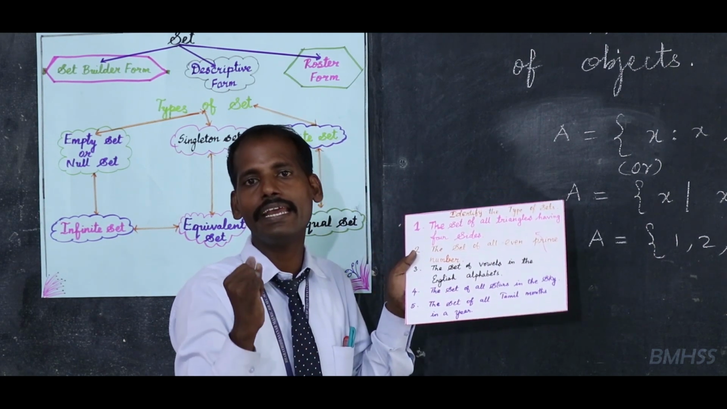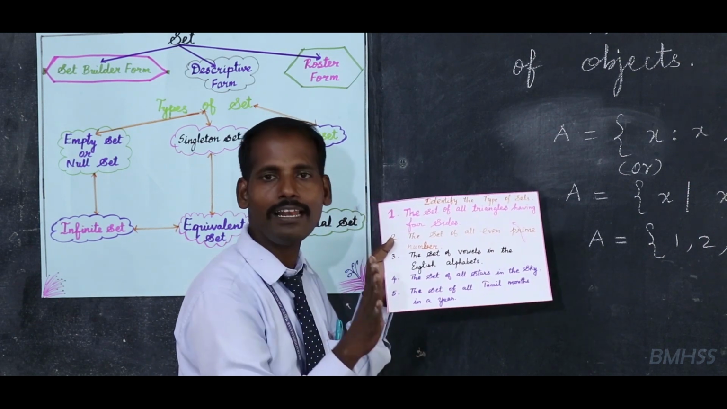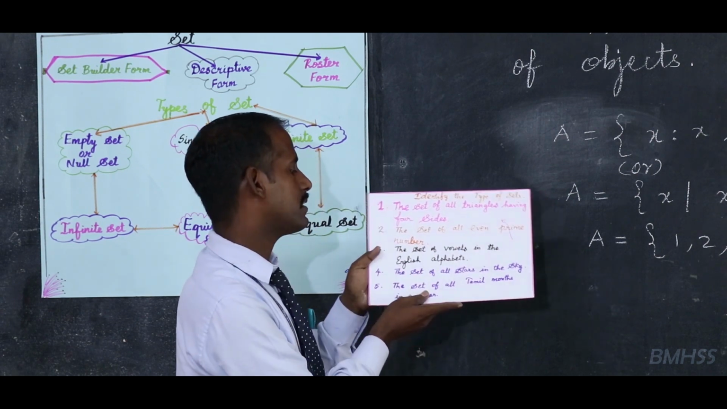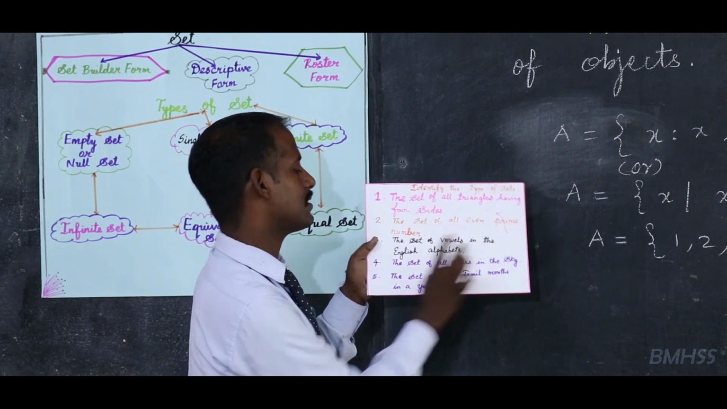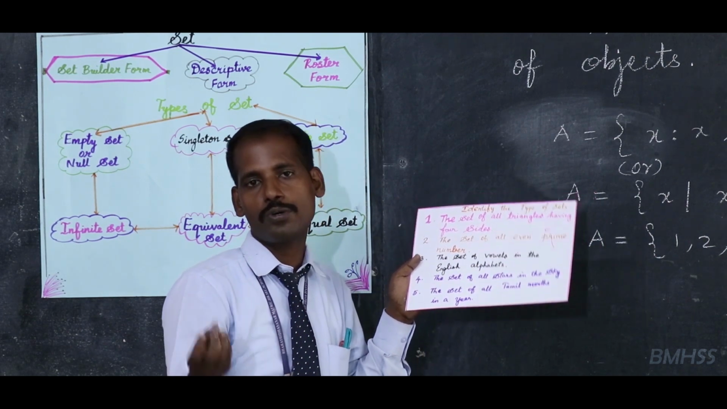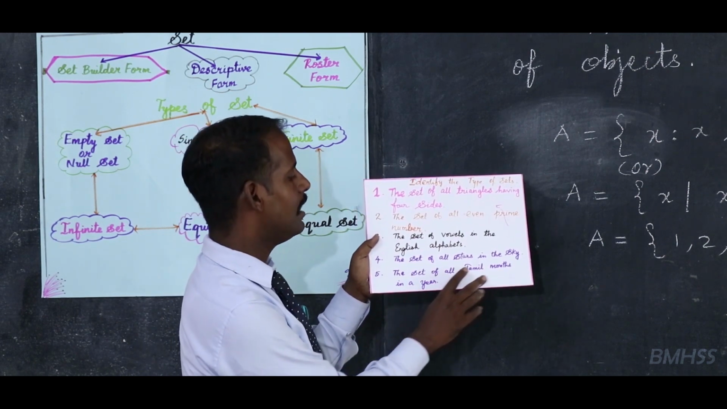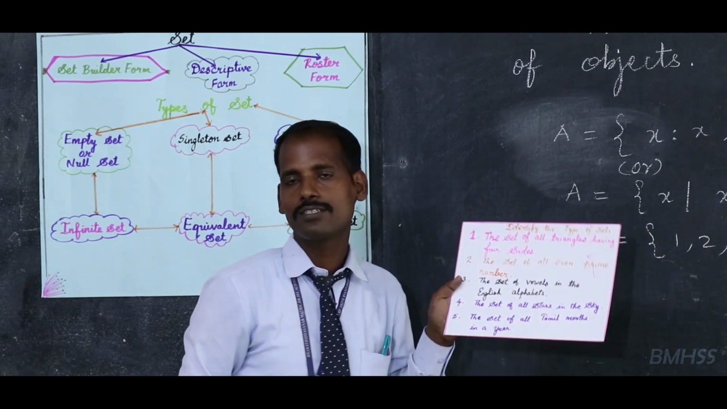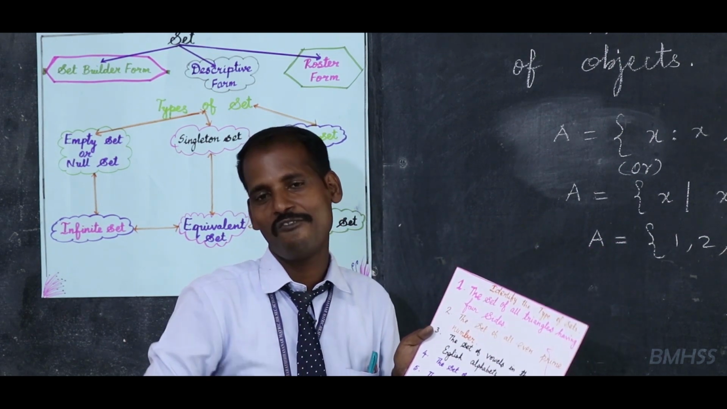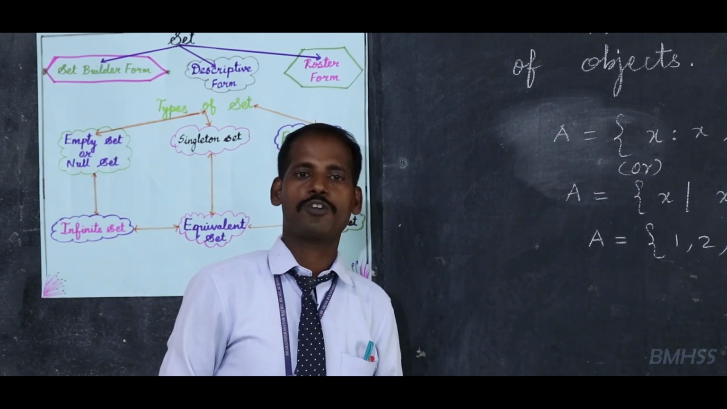Next third one is the set of vowels in the English alphabet. English alphabet A, E, I, O, U. So vowels only 5 elements. So countable. So that is also finite set. Next the set of all stars in the sky. So uncountable elements. So it is infinite set. Then final one. The set of all Tamil month in a year. So only 12 months. So countable elements. It is also finite set. Okay.